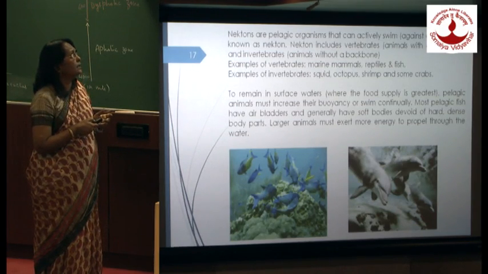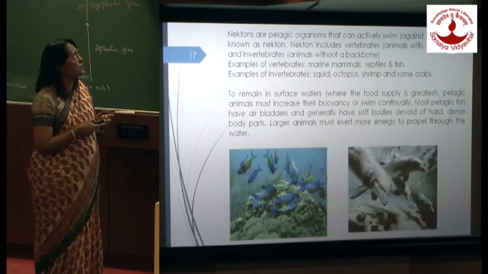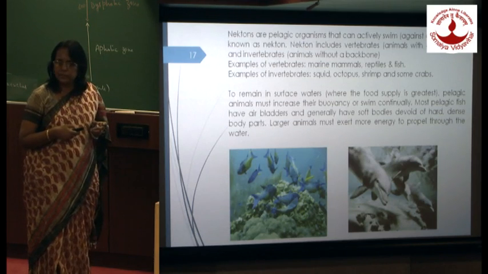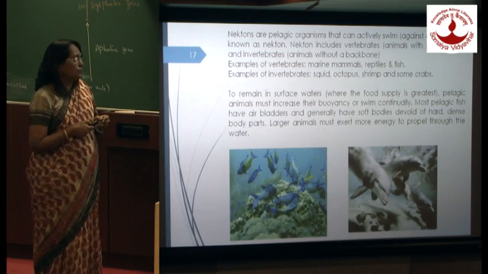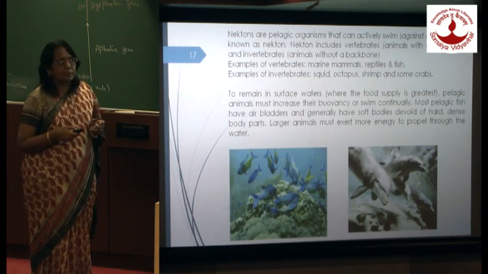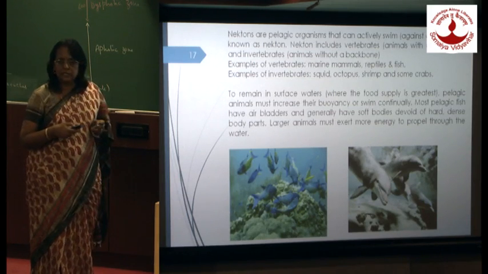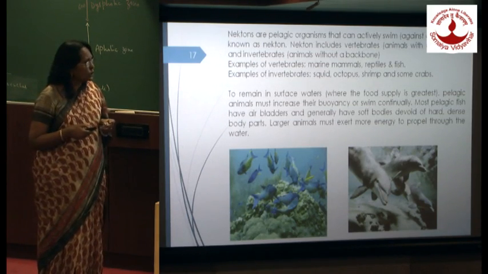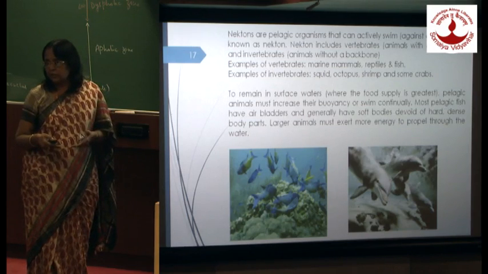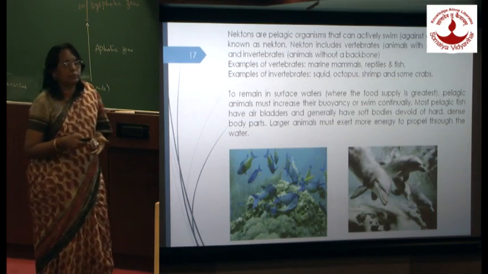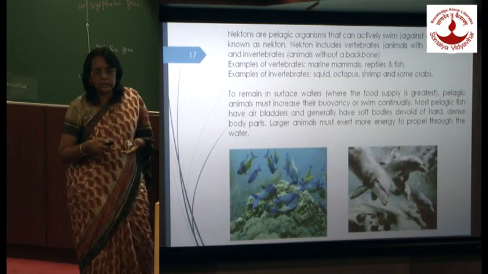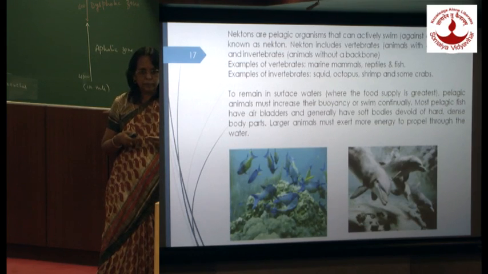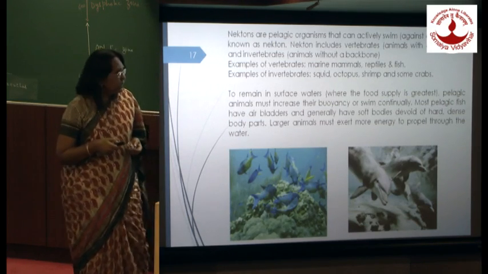Now examples can be right from marine mammals, reptile, fish, to some of the invertebrates like squid, octopus, shrimp, and some crabs. Now we're talking of adaptations. When we talk of nectons, they are present right from the surface to the bottom. We'll be touching on that also. Now the animals which have their habitat at the lower level or near the bottom, definitely they need some adaptations. Alright, so what could be those adaptations?